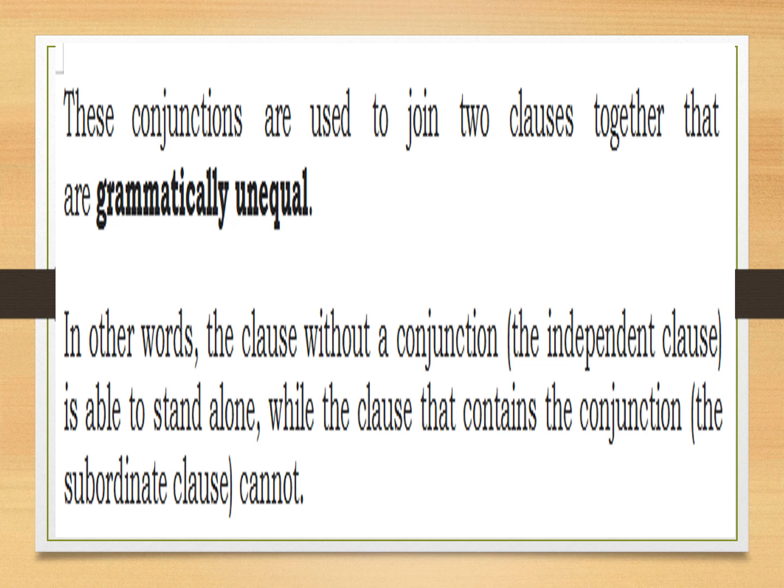These conjunctions are used to join two clauses together that are grammatically unequal. In other words, the clause without a conjunction, the independent clause, is able to stand alone, while the clause that contains the conjunction, the subordinate clause, cannot.